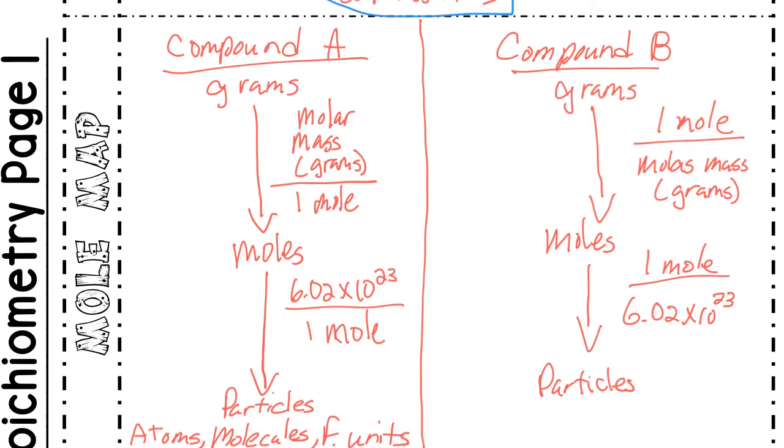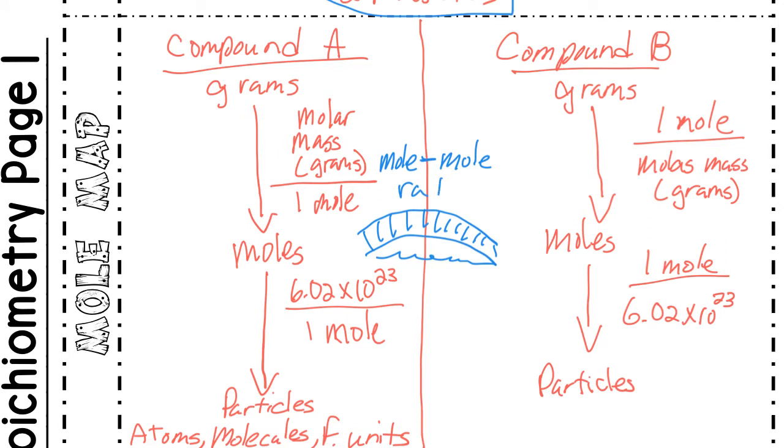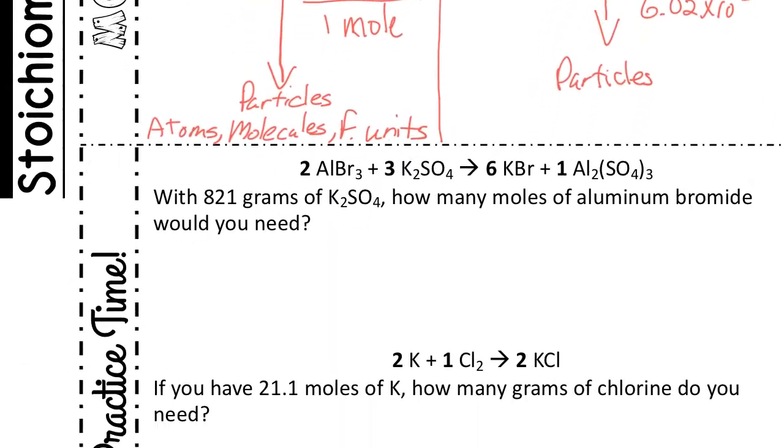Now the problem is that I've got compound A and I've got compound B, and I need to have a bridge that takes me from one to the other one. So we're going to draw a bridge right here. Here's my bridge. What this bridge is called is the mole to mole ratio. So in order to go from compound A to compound B, I need to have some kind of bridge that's going to take me from one side to the other side. Let's look at a problem and you'll see how we use this bridge.